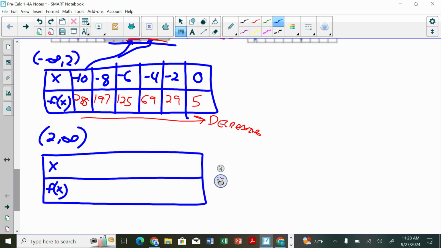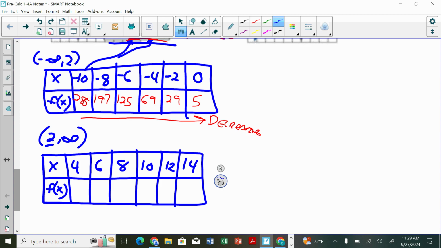Okay, and then I got another 6 values, but this time we're going to choose values on the other side of 2, right? Because that's where we'll start. So I'm going to start low. I'm going to go 4. We'll go 6, 8, 10, 12, and 14. And that'll kind of give us a bunch of different values there.